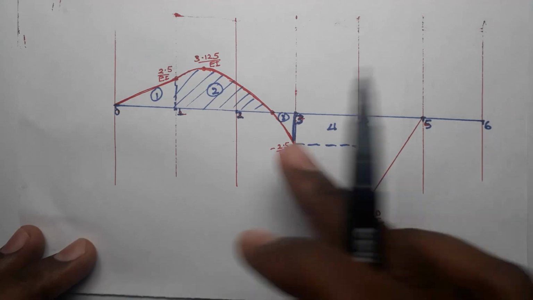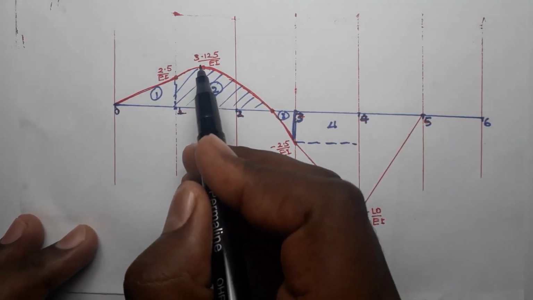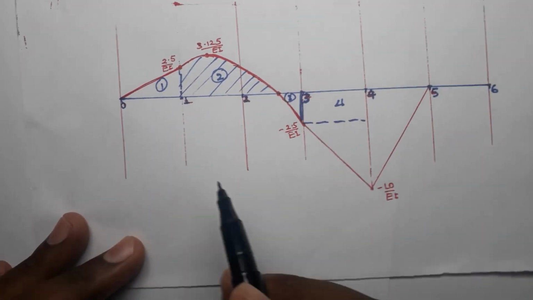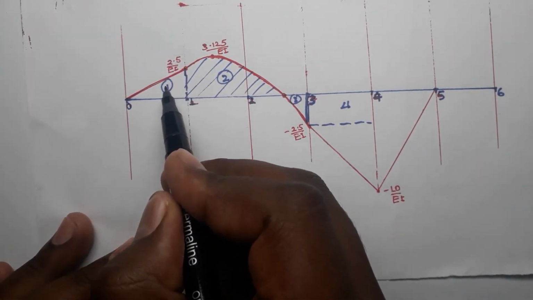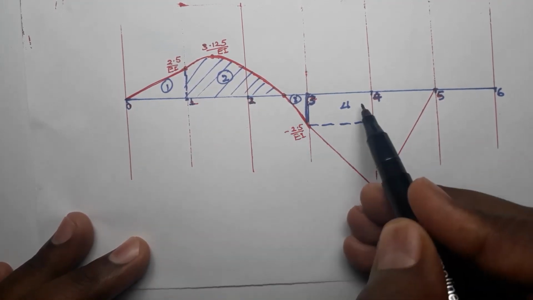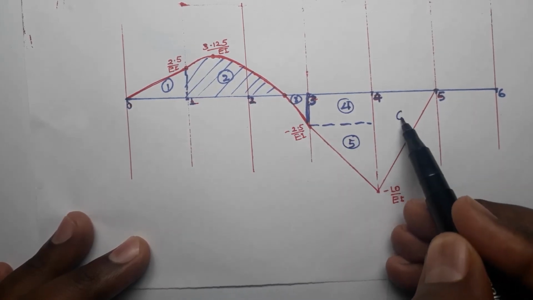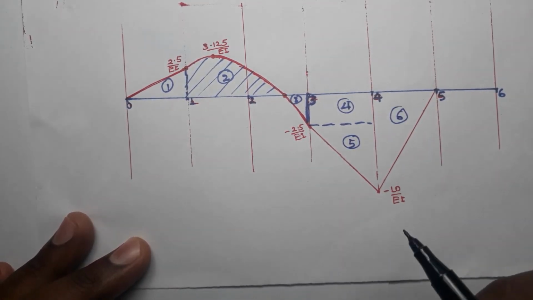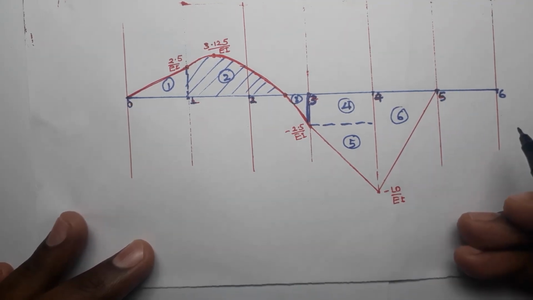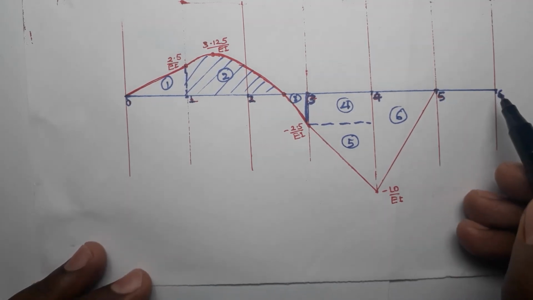Let me redraw. This is the bending moment diagram. So the bending moment diagram divided by EI will give me the M over EI diagram. So here we have the first area, area 1, area 2, area 3, that is a negative, area 4, and area 5, and then area 6. These are the 6 areas that we have. From here up here it is 0, so we don't have M over EI region for this portion.